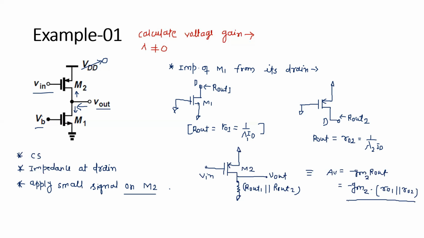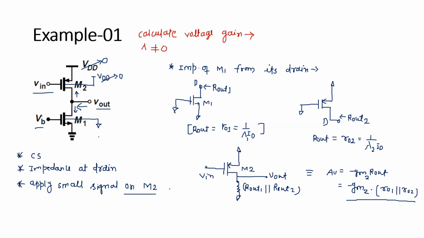Here only lambda not equal to 0 means CLM is considered. But if we consider the body effect, body effect will not come into the picture, because for this one it is connected to ground, the body is at lower potential, and here the body is connected to the higher potential, which is VDD. So body effect is not going to come into the picture because for AC analysis this is going to be 0. So source and body are at the same potential, and this body is already at 0. So we have to carefully look at these steps.